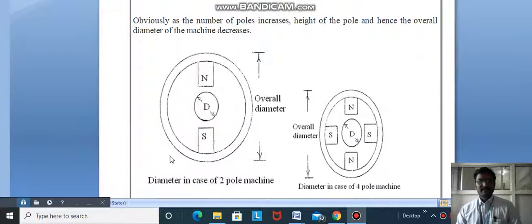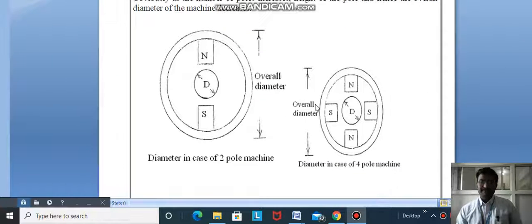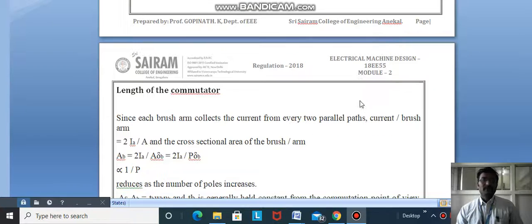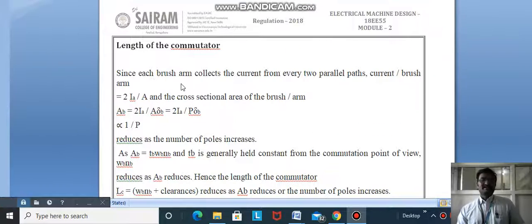Okay, see here, the diameter of a two-pole machine will be very high. At the same time, for the same output of the machine, a four-pole machine will be small. Okay, so length of commutator: since brush arms collect the current from every two parallel paths, the current per brush is reduced.